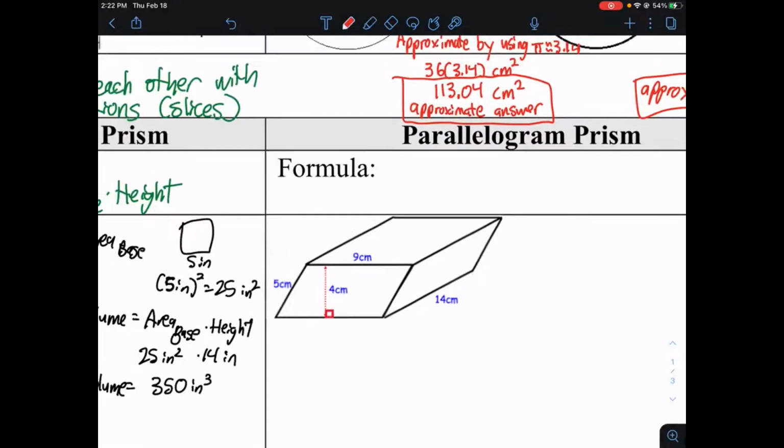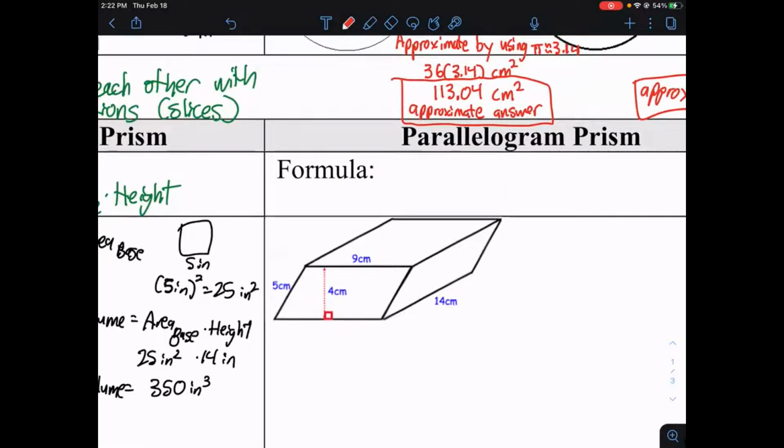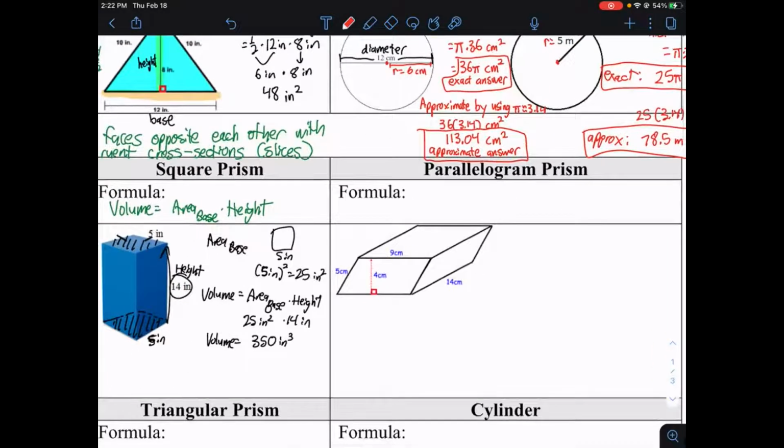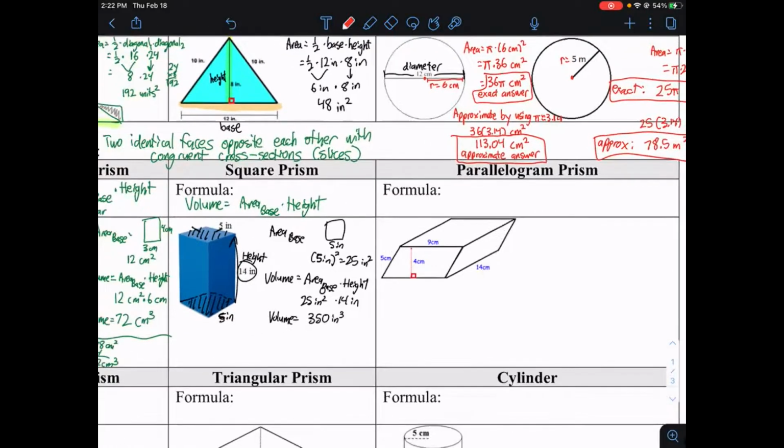Okay, so why don't you take a minute and see if you can figure this one out on your own, right? Even though I didn't give you the formula, maybe just based on what we've done previously, you can give this a shot.